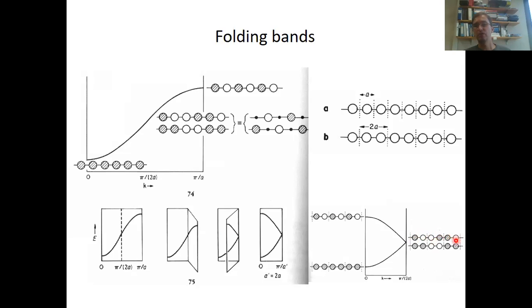And when you compare the difference between these two orbitals, then you realize that this orbital is just shifted by half of a lattice parameter into the direction of the chain.